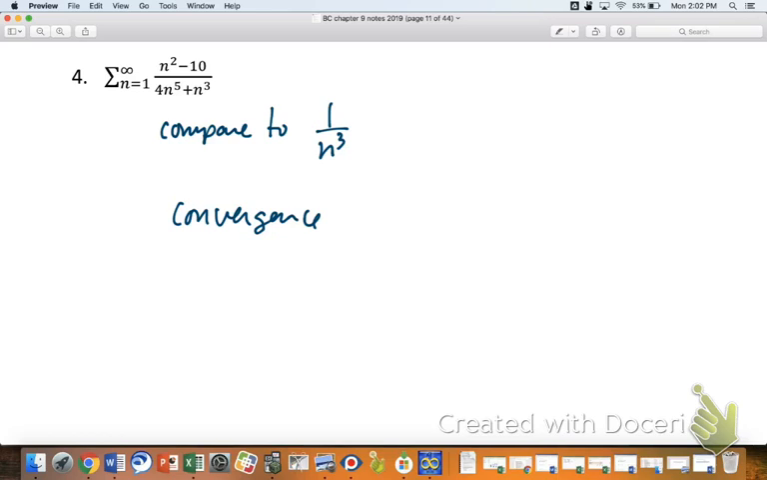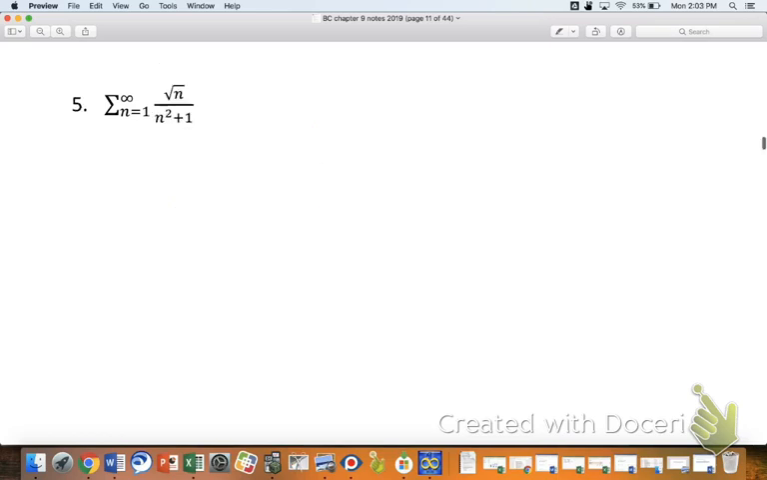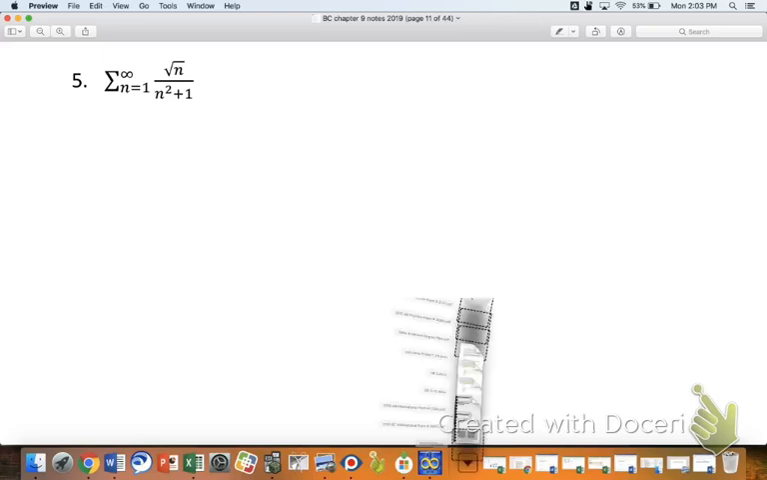Okay. And then the last one, number 5. A little trickier. What was the difference in degrees? 1.5? Yeah. So I would compare this one to 1 over n to the 3/2. And because of that, does 1 over n to the 3/2 converge or diverge? That converges because of the p-test, therefore my original series, once I get done with all the limit stuff, would also converge as well.